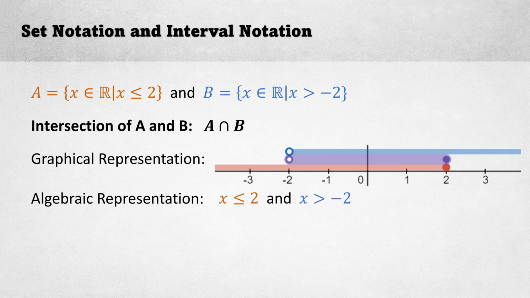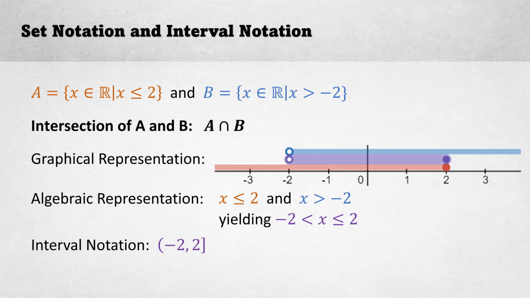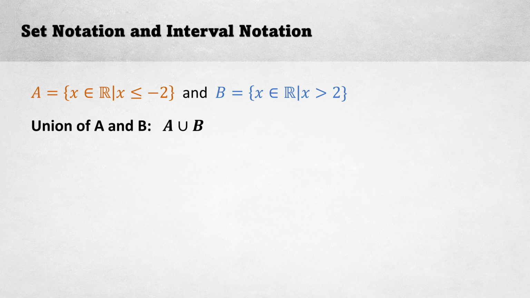The algebraic representation of this intersection is when x is less than or equal to 2 and x is greater than -2, yielding only the real numbers between -2 and 2, including 2. In interval notation, we get the interval from -2 to 2, including 2. And in set notation, we get the set of all real numbers x that are between -2 and 2, including 2. Here are two other sets, A and B.